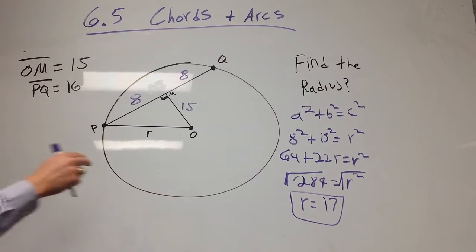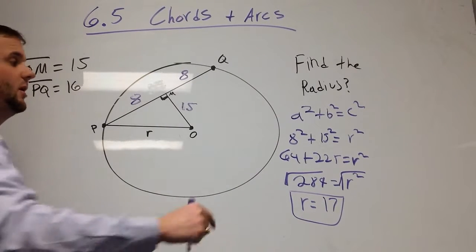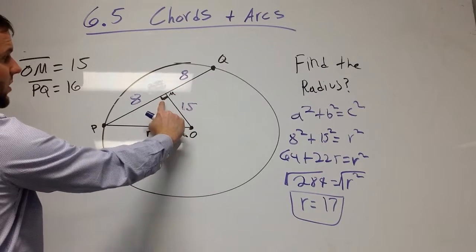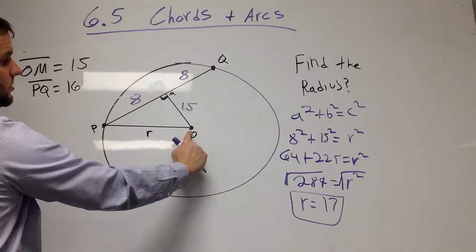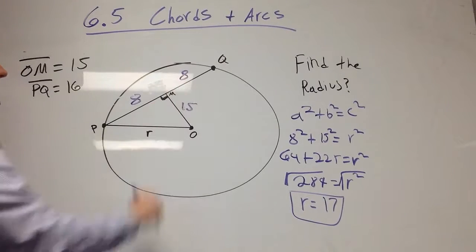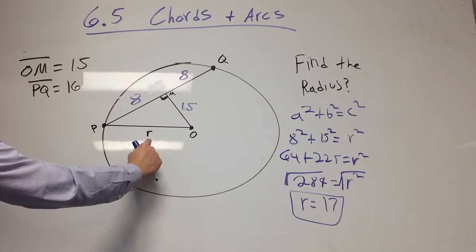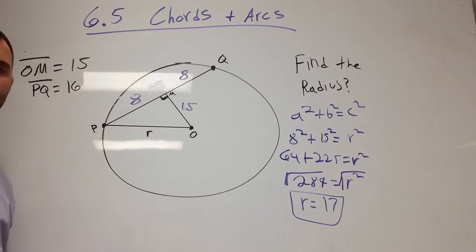So basically what's happening here is the only information that you need to know from this is that this is the perpendicular bisector because it's perpendicular and it goes through the center, so that means it bisects that chord. So that gives me the information then to find the radius, which is going to be the hypotenuse of your right triangle.